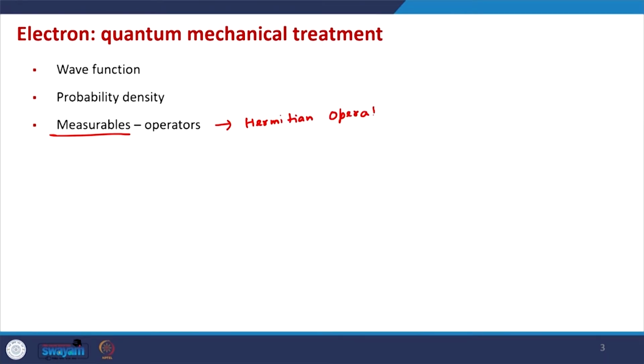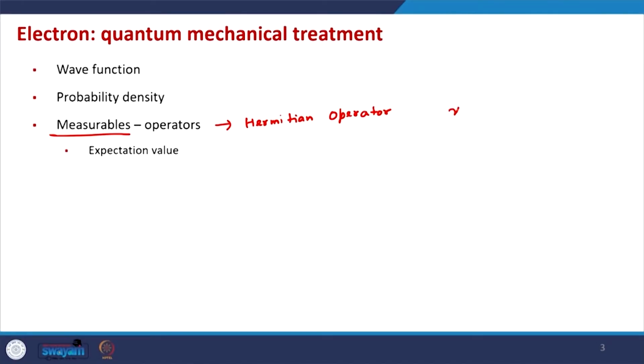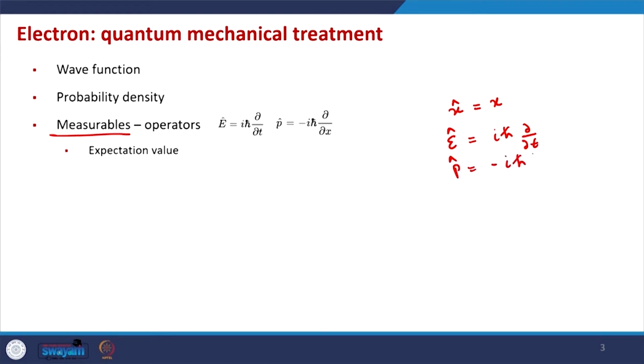So, in quantum mechanics, corresponding to every physical observable, there is a Hermitian operator, and if we need to measure any quantity, we need to apply the corresponding operator on the wave function. Okay. So, for example, the operator corresponding to distance is just the distance. The operator corresponding to energy involves the first derivative of the wave function. So, the energy operator is basically i h bar del by del t, and similarly the momentum operator is minus i h bar del by del x. So, if we apply these operators on the wave function, then it will tell us about the corresponding quantity.